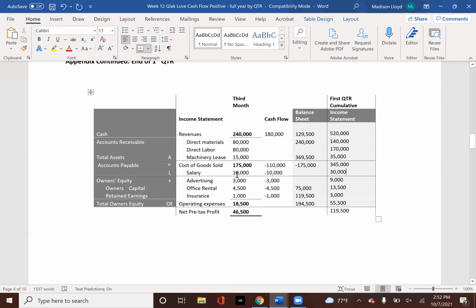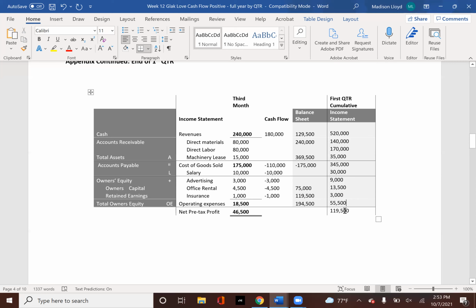Your salary is going to be $10,000 each month. You multiply that by 3, you get $30,000 because all of these are staying constant. Okay, they're going to be the same price. They're going to be the same expense every single month. $3,000 times 3, 9,000, 4,500 times 3, 13,500. Insurance, $1,000 times 3, $3,000. Okay. Operating expenses, that's all of that together. So 18,500 times 3, $55,500 as a total operating expense for all 3 months.